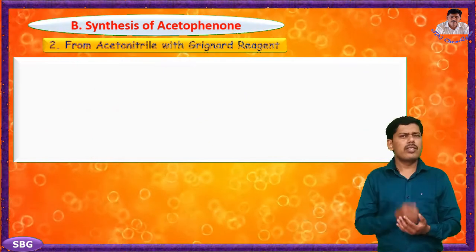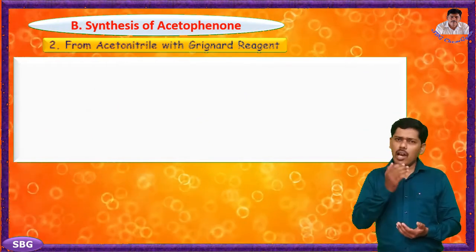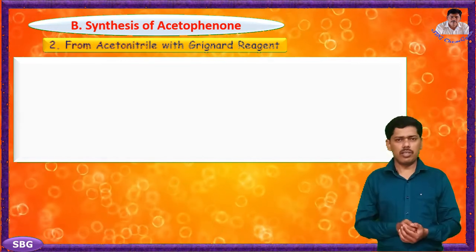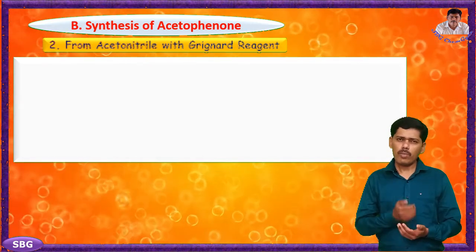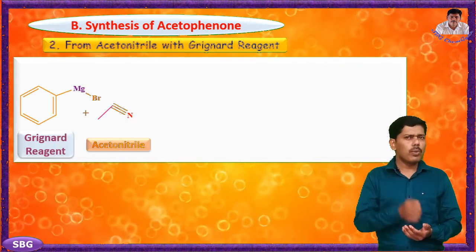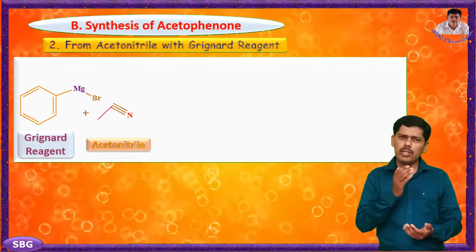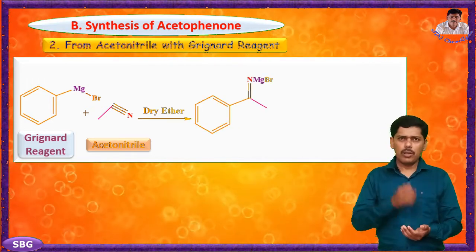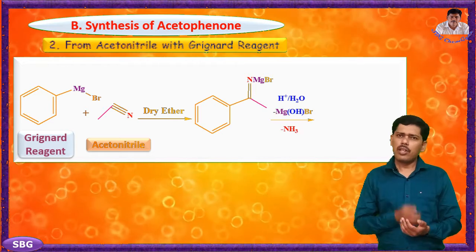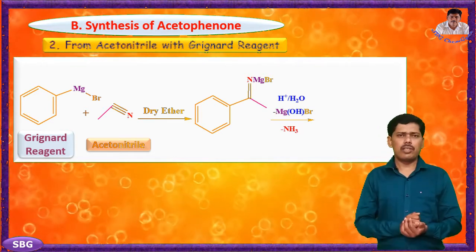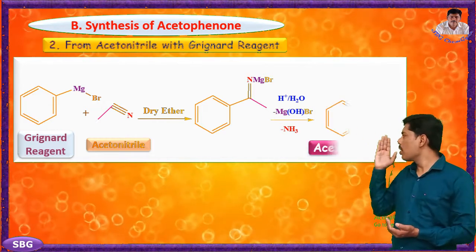Now we study the next synthetic method for the synthesis of acetophenone by reaction of acetonitrile using Grignard reagent. In this reaction, phenyl magnesium bromide reacts with acetonitrile in dry ether, gives an addition complex, which on acid hydrolysis with dilute sulfuric acid or dilute hydrochloric acid gives our product acetophenone.